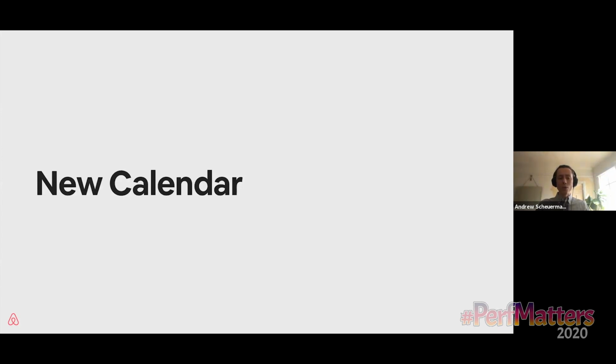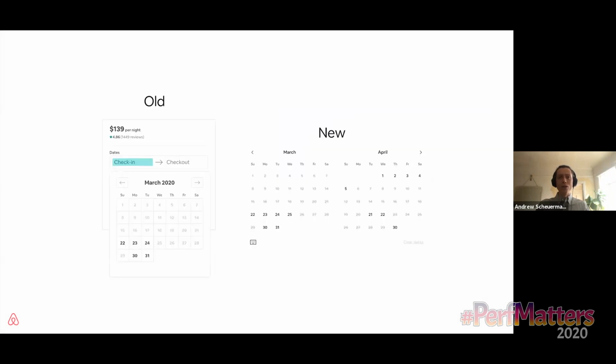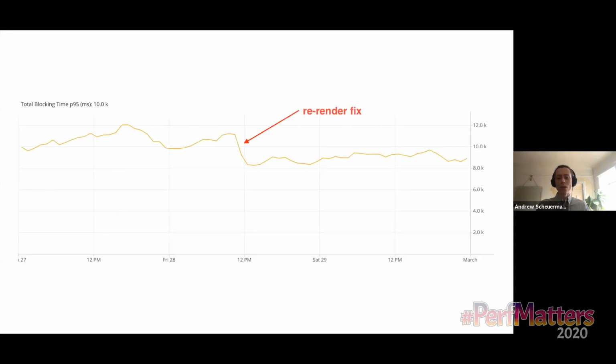The second experiment we're going to look at is the calendar. So we're always redesigning things at our company. And we designed a new calendar. We ran an A/B test for about a month. And we noticed that the new calendar was introducing performance regressions in the form of increased total blocking time. This indicates a performance regression caused by the calendar. We dived into it and discovered that we were unnecessarily re-rendering the calendar when users interacted with it. So after we fixed the re-render problem, we saw our total blocking time at the 95th percentile reduce by 1.5 seconds.